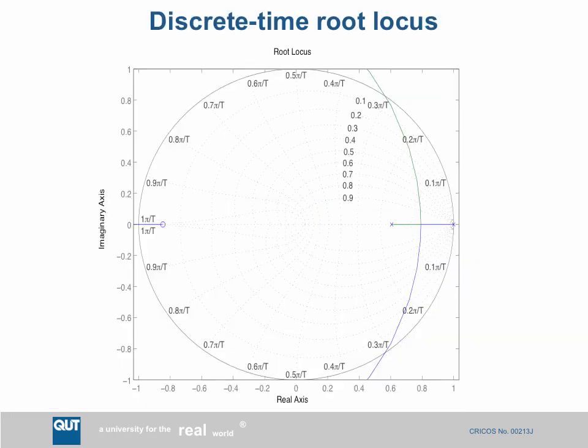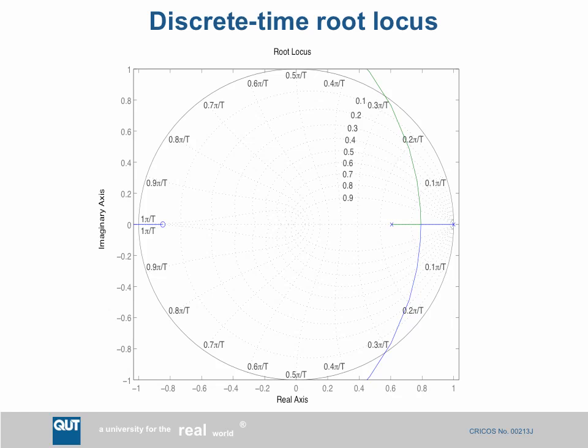So let's zoom into the root locus, and we can see here the root locus in the region where the closed-loop poles are stable. We could choose a gain that would get us, say, a damping factor of 0.7, but the natural frequency would be really quite slow, only 0.1 pi over capital T. And we can work out what that corresponds to in terms of radians per second, and in terms of a rise time.